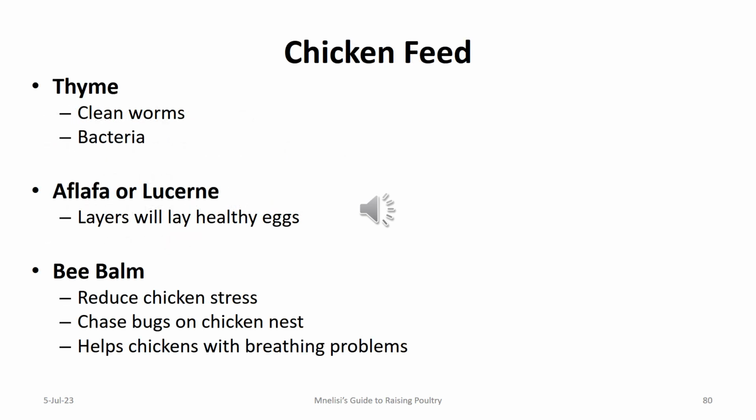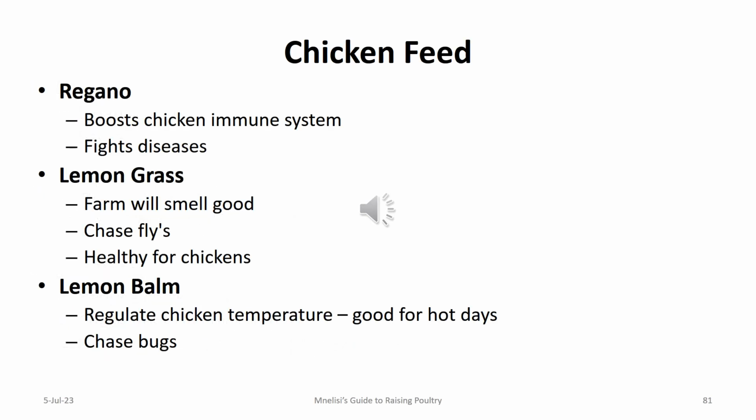Thyme. Thyme will clean some types of worms and reduce bacteria. Alfalfa or lucerne. It's healthy for chickens and it will help the layers to lay healthy eggs. Bee balm. It will reduce chicken stress, chase bugs from the chicken's nest, and help chickens with breathing problems. Oregano. It will boost your chicken's immune system and help the chickens to fight diseases.